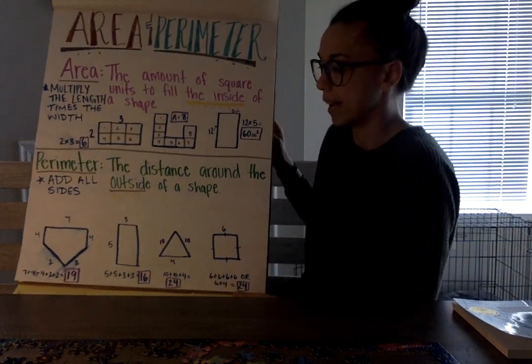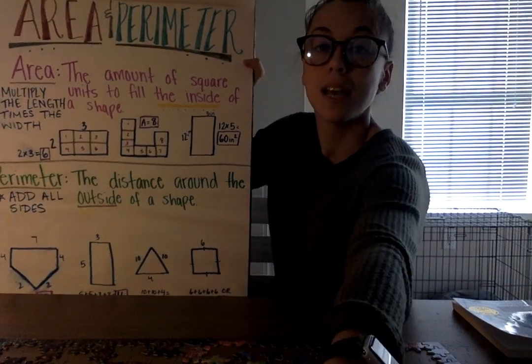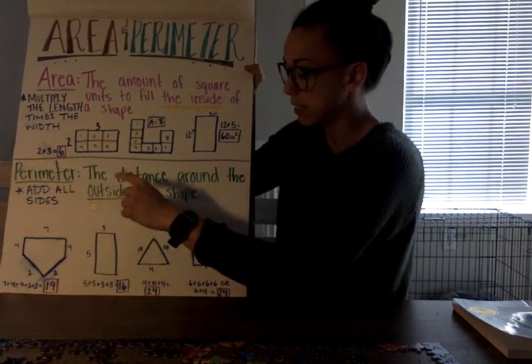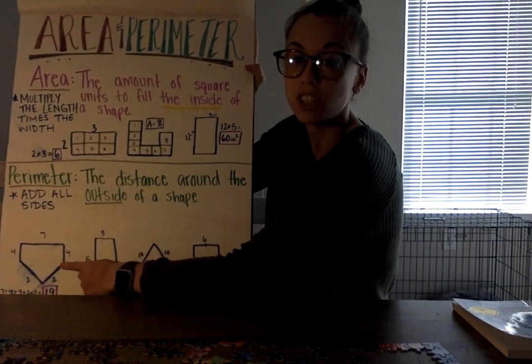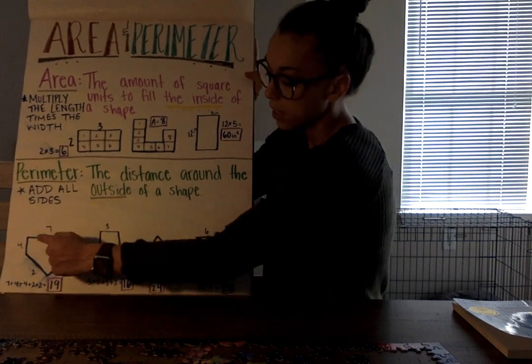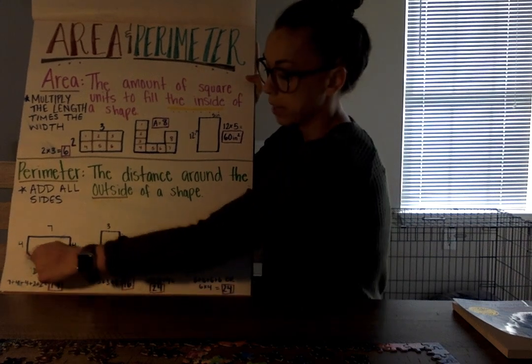But then we go down to the perimeter. And the way that the perimeter is different is that it is going to be adding up all the sides because it's the distance around the shape. Okay, so we have this shape of our pentagon. We have this top side as 7. These two sides across from each other that are 4. And then our bottom side's 2.